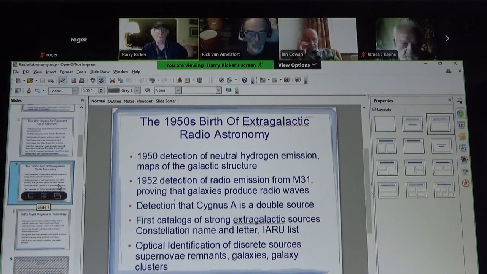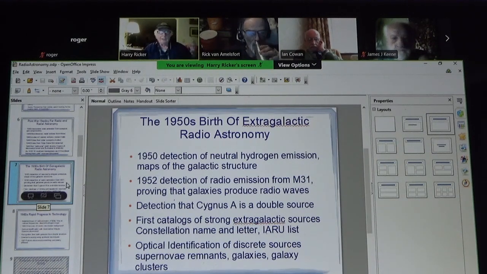Okay, now we're going to shift to the 1950s, when really a lot of the very early and important work was done on extragalactic radio astronomy. And that had to do with, and I'm going to talk about this more later, the identification of these so-called radio stars. Many of them actually turned out to be external galaxies. And that's really what I'm going to try to focus on here.